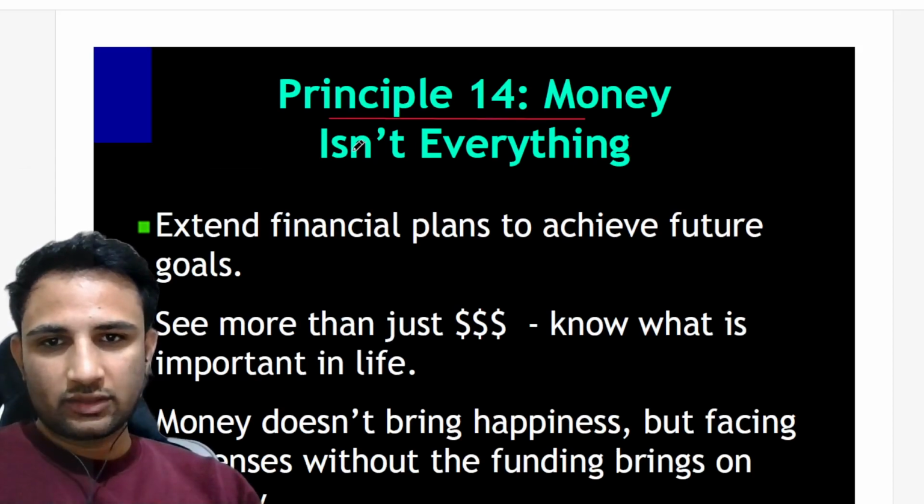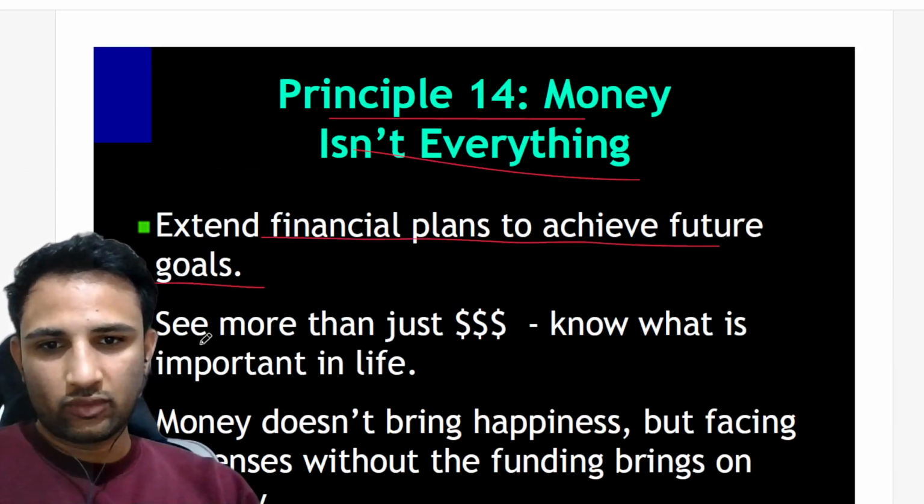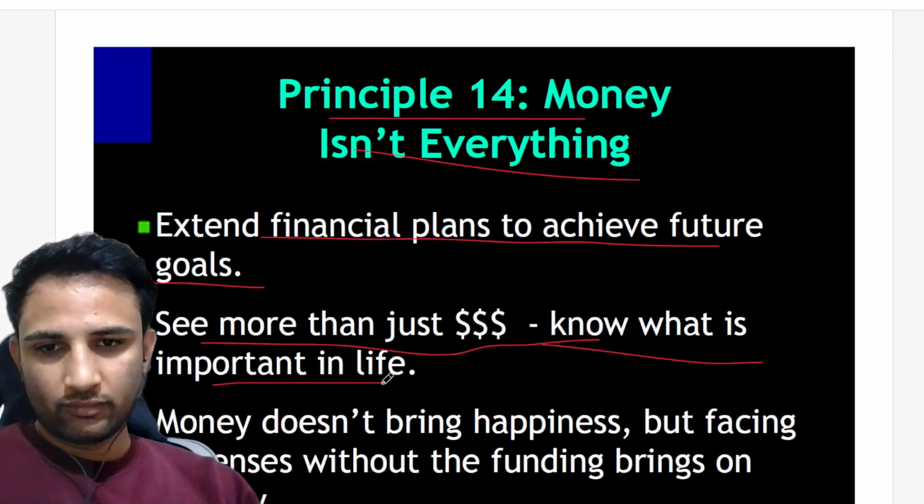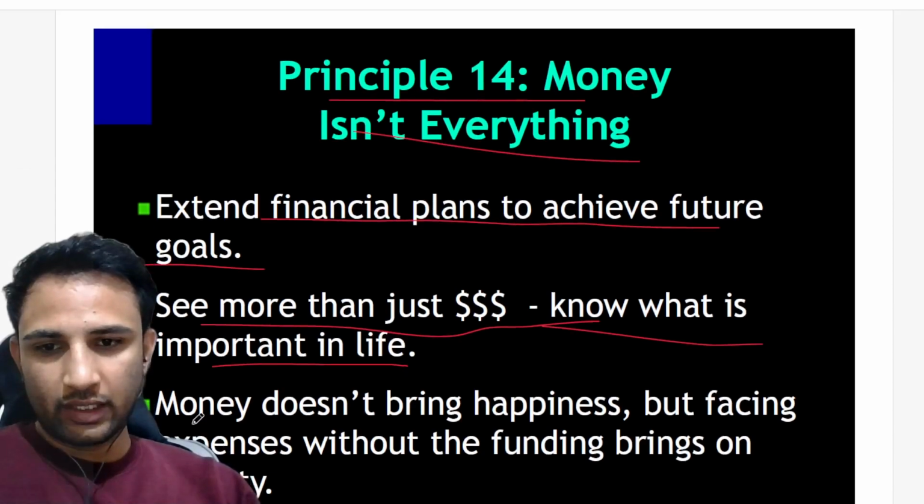Principle 14, money is not everything. Extend financial plans to achieve future goals. See more than just dollars. Know what is important in life. Money doesn't bring happiness, but facing expenses without the funding brings on anxiety.